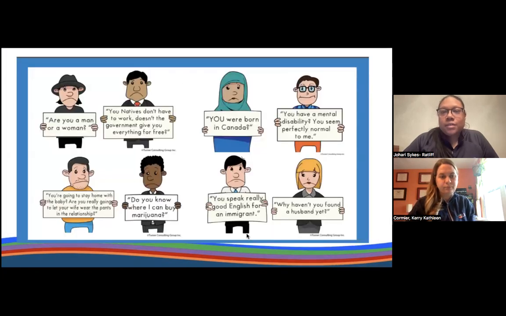And so we can see, here are the examples. Are you a man or a woman? You natives don't have to work. Doesn't the government give you everything for free? You were born in Canada? You have a mental disability? You seem perfectly normal to me. Are you going to stay home with the baby? Are you really going to let your wife wear the pants in a relationship? Do you know where I can buy marijuana? You speak really good English for an immigrant. Why haven't you found a husband yet?